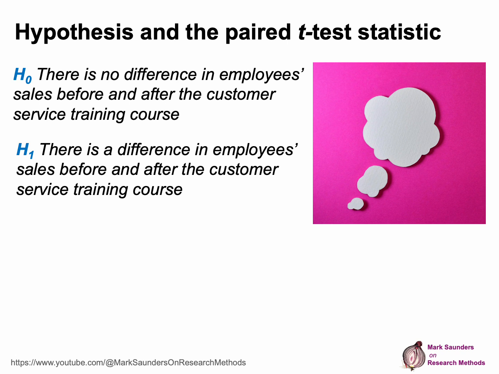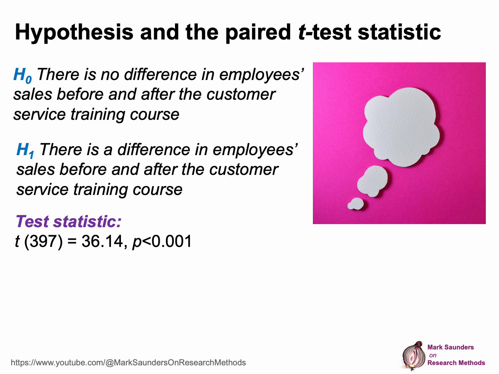When we undertake hypothesis testing using the paired t-test statistic, the first thing we need to do is state our null hypothesis, also known as H0, and our hypothesis, known as H1. For the example we're using, our null hypothesis states there is no difference in employee sales before and after the customer service training course. Our hypothesis says there is a difference in employee sales before and after the customer training course. Once we've stated these, we can calculate our test statistic using our data in the matrix.